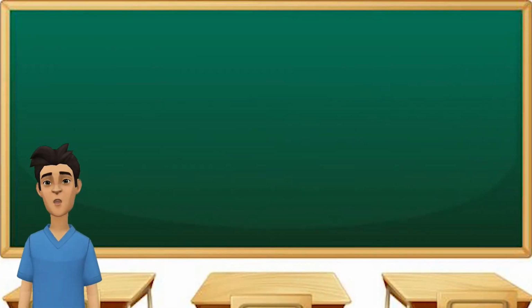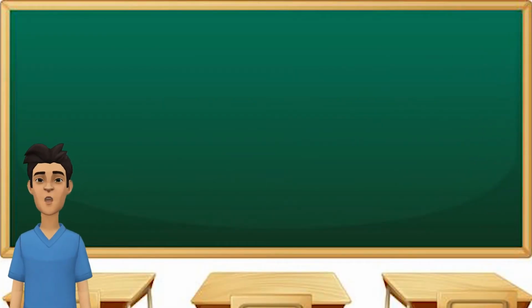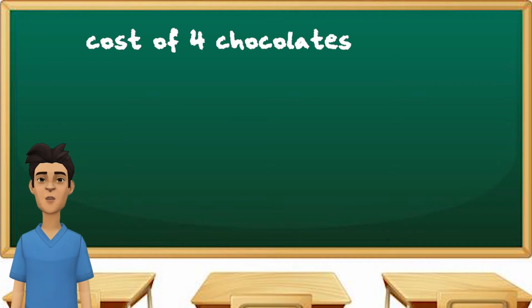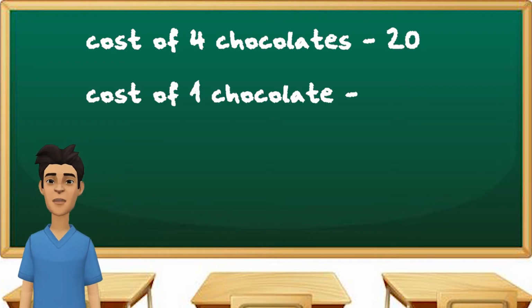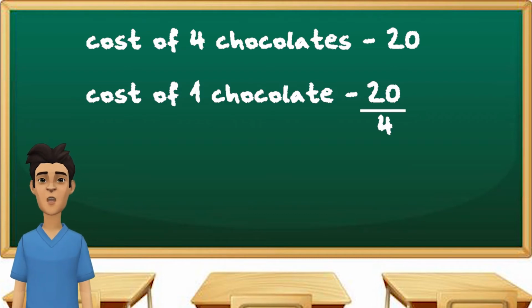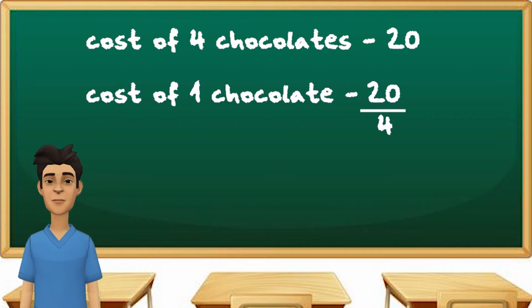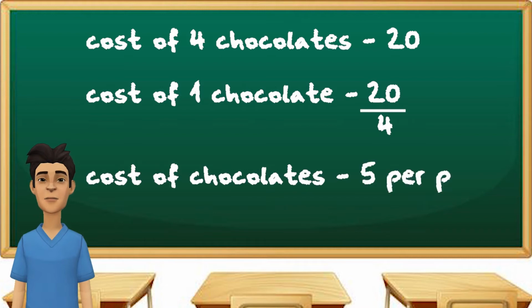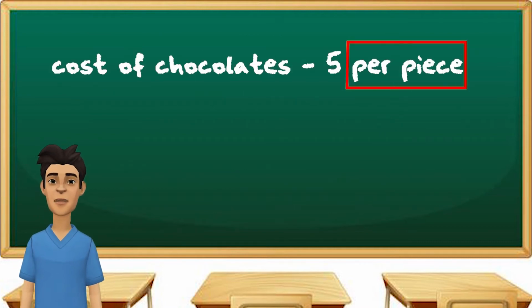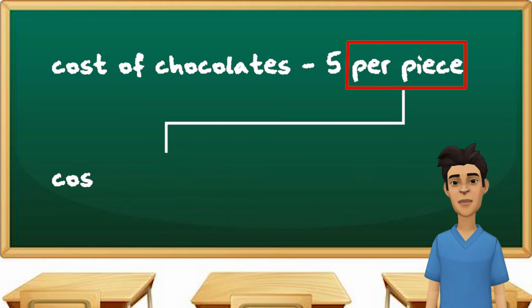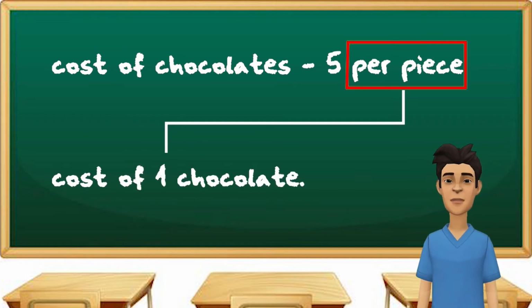The solution is very simple. You find out the cost of 4 chocolates is rupees 20. So the cost of 1 chocolate will be 20 by 4. You have actually found the cost per piece. So the cost of 1 chocolate is rupees 5 per piece, right? So this per piece is actually referring to the cost of 1 chocolate. This is the rate of the chocolate.